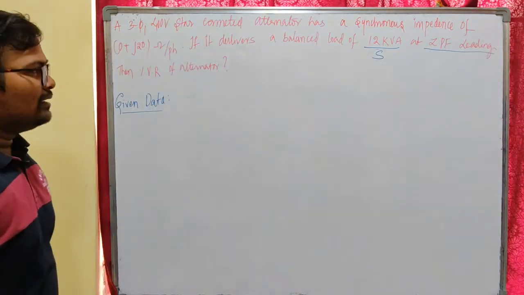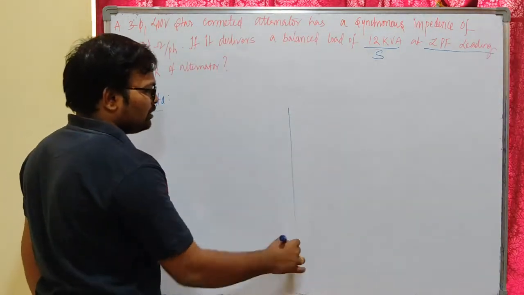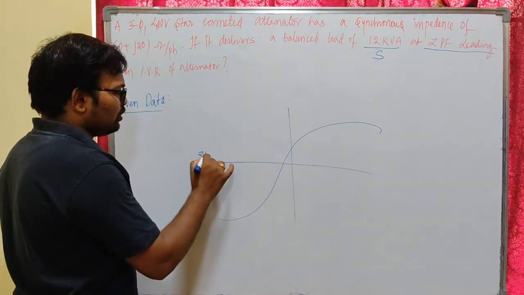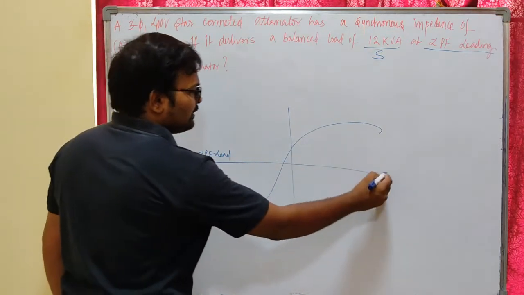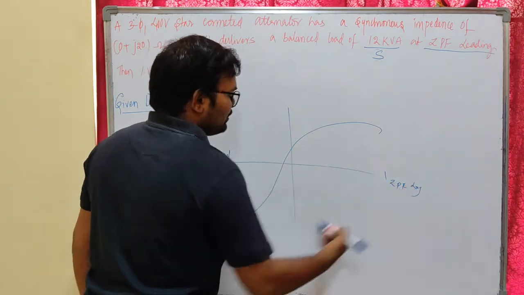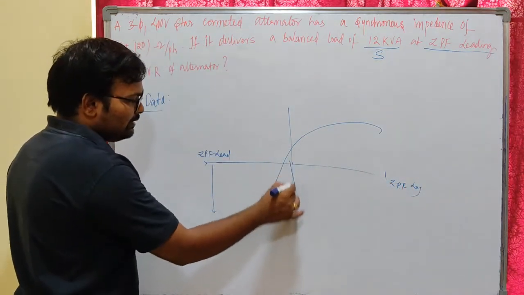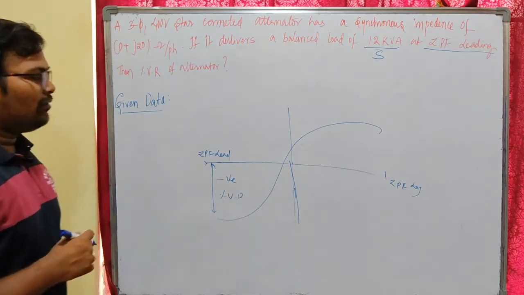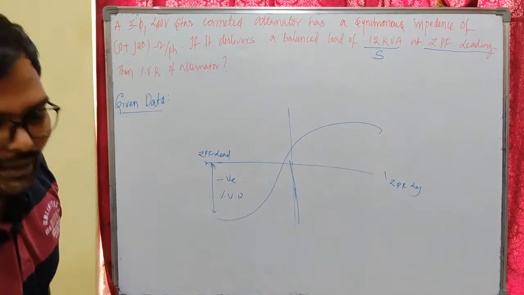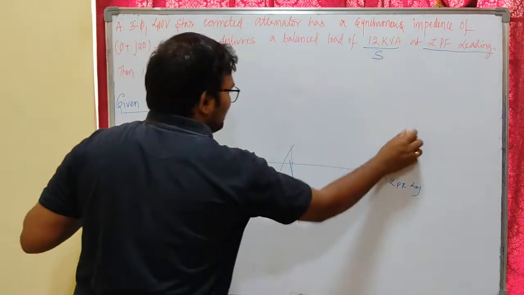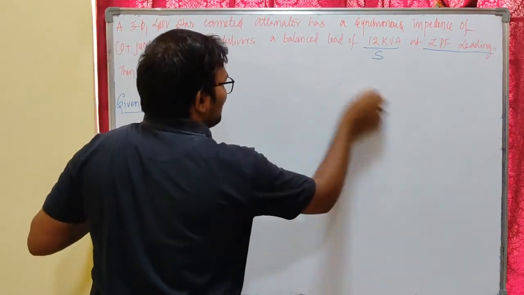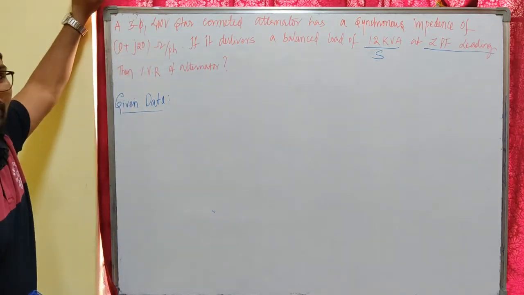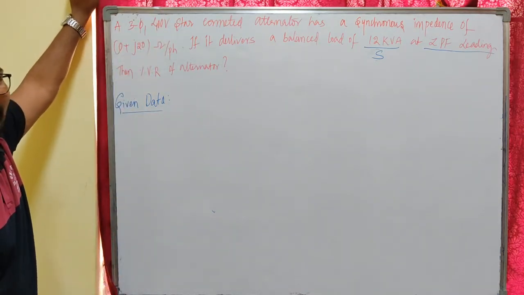What will be the percentage voltage regulation for 0 power factor leading? In this curve, here it is 0 power factor leading, and here it is ZPF lagging. So the percentage voltage regulation will be below this, a negative percentage voltage regulation for 0 power factor leading. We can observe that using power factor only we can tell whether the voltage regulation is positive or negative. For 0 power factor leading it is definitely a negative value.